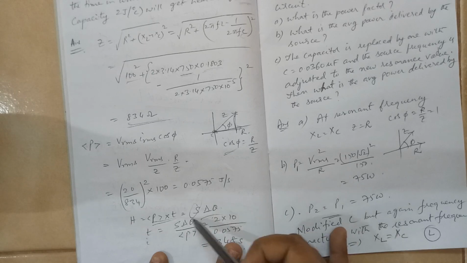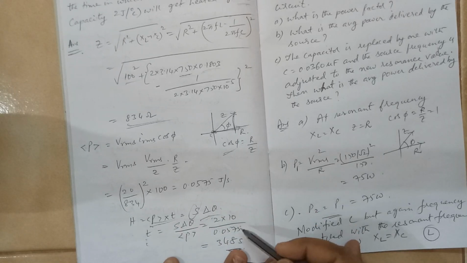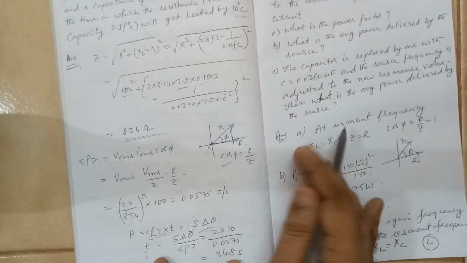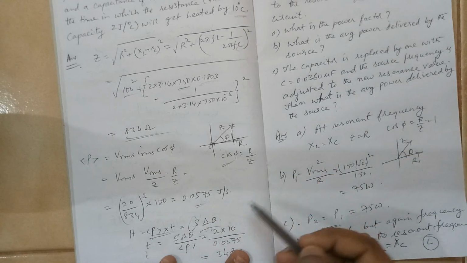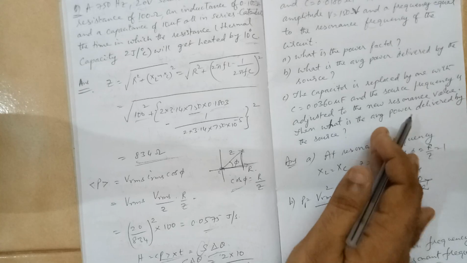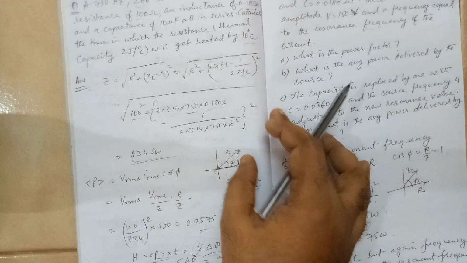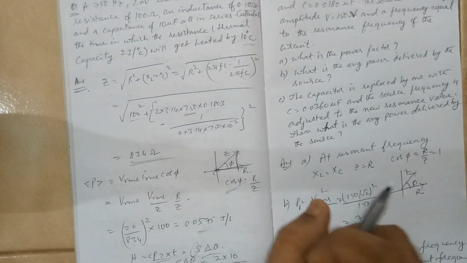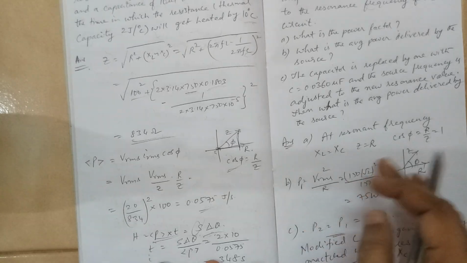Time will be equal to S delta theta by P. P you have calculated just now, isn't it? S value is given in the question, 2 joules per degree centigrade. Here you should take care of the units always. You get finally 348 seconds.